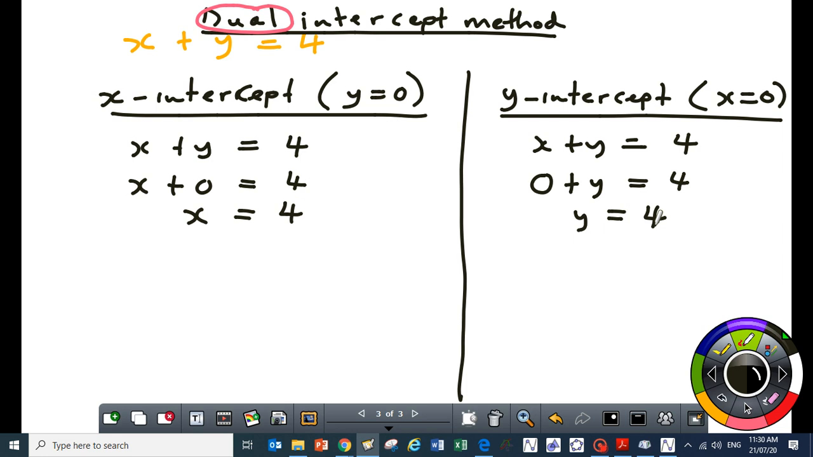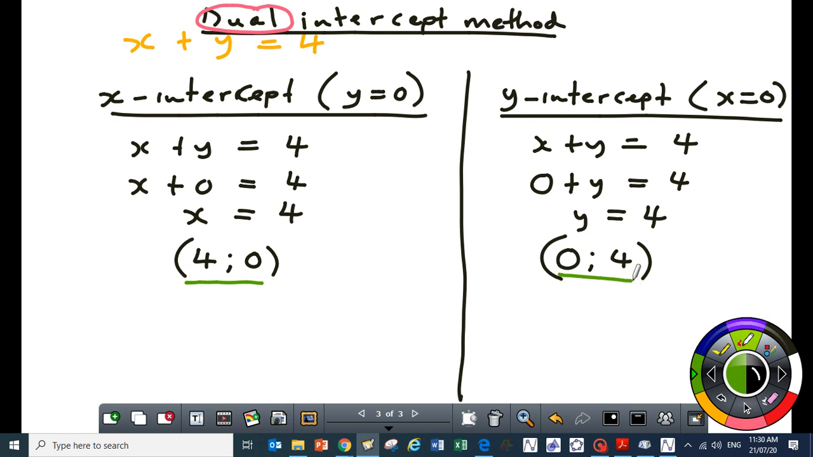Now, in terms of coordinates, the x-intercept is found at the point where x is 4 and y is 0. The y-intercept is found at the point where x is 0 and y is 4. I'm writing in coordinate form as well because sometimes you can get a question asking you to determine the coordinates of the y-intercept or the x-intercept. In that case, you have to write it in ordered pairs, that is an x value and a y value. That's your x, that's your y.